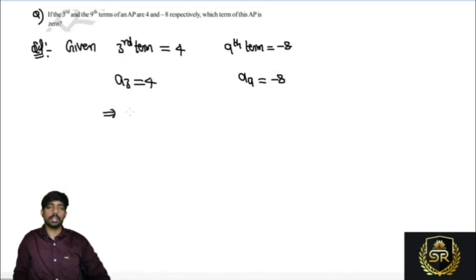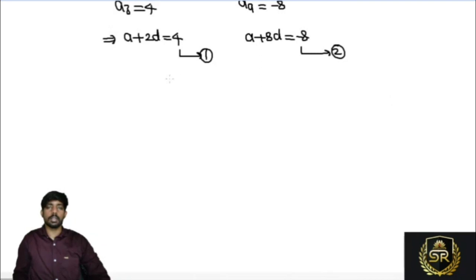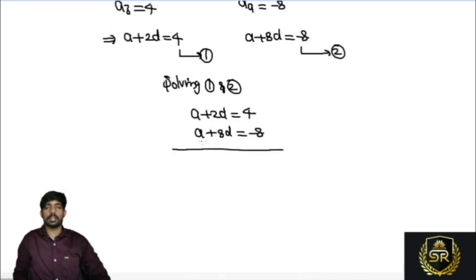So A3 is what? A plus 2D is equal to 4, and A9 is A plus 8D is equal to minus 8. So this is equation 1 and equation 2. Solving 1 and 2. A plus 2D is equal to 4, A plus 8D is equal to minus 8. So minus will become plus. A and A cancel. 2D minus 8D is minus 6D is equal to 8 plus 4, which is 12.